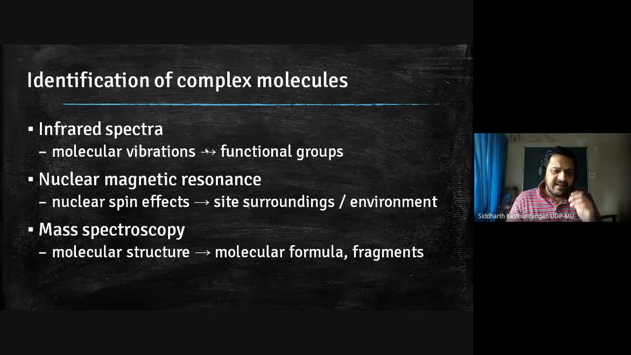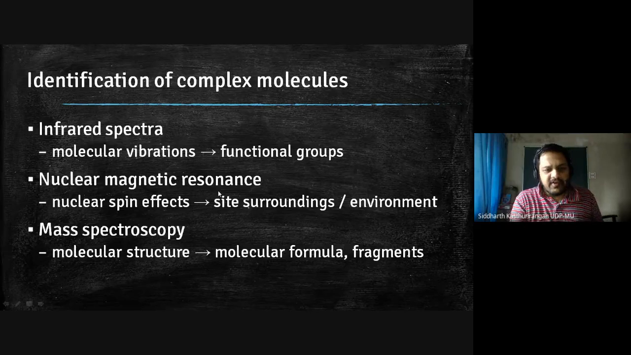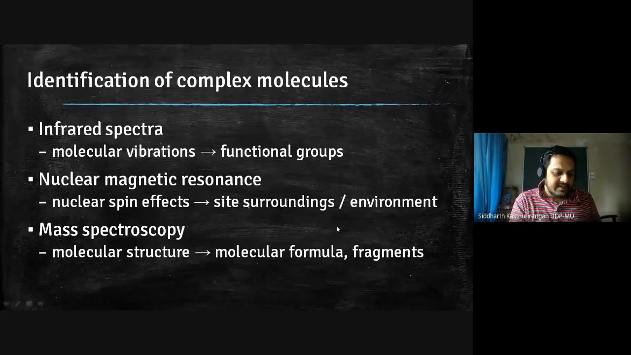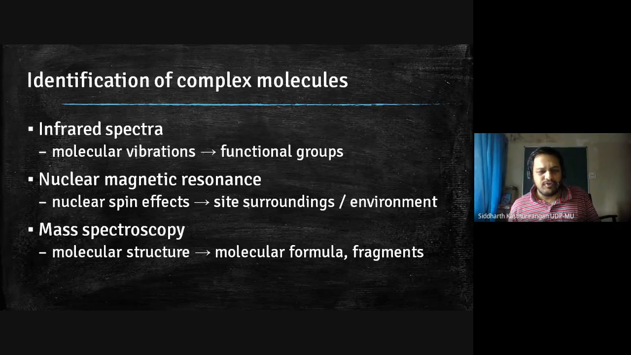The second technique which we mentioned, nuclear magnetic resonance, this will give you information about different types of nuclei and what is their surrounding within that particular molecule. Example, suppose I give you a simple example. Suppose I give you ethyl alcohol. Ethyl alcohol has hydrogen, carbon and oxygen.